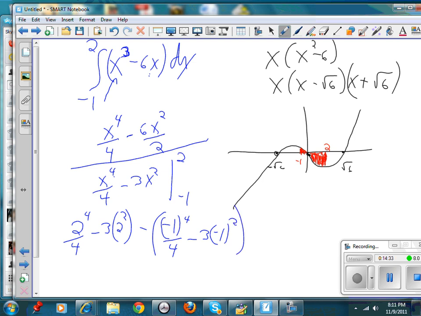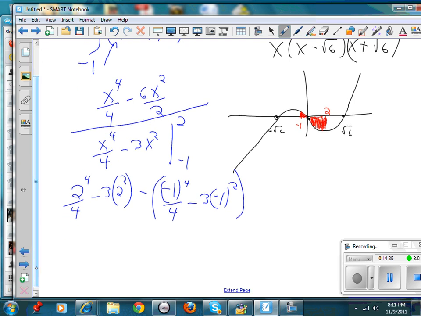That's the answer. Got to do a little work to get a good number here. 2 to the 4th looks like it's 16 over 4 minus 12 here, okay? Minus, and be careful, a minus of a minus of a minus. So just keep this whole thing in brackets. I want to subtract off the whole thing. Minus 1 to the 4th is just 1/4. Minus 1 squared is 1, so minus 3.